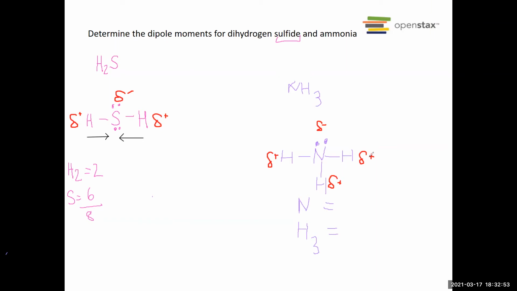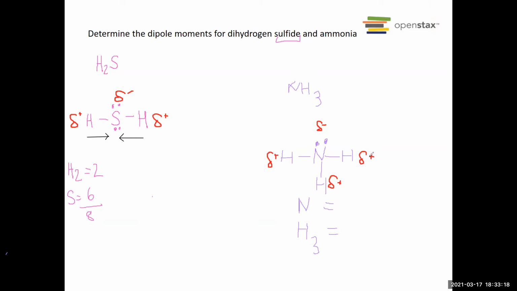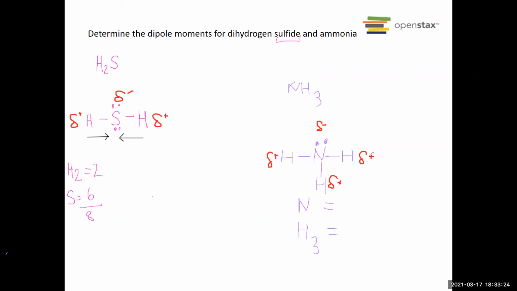Okay, so now if I put this molecule in a magnetic field or electric field, electromagnetic field, and I have my negatives on one side and my positive on the other side, what's going to happen to my molecule? Will it just be suspended in between them? Okay, and what else would happen?